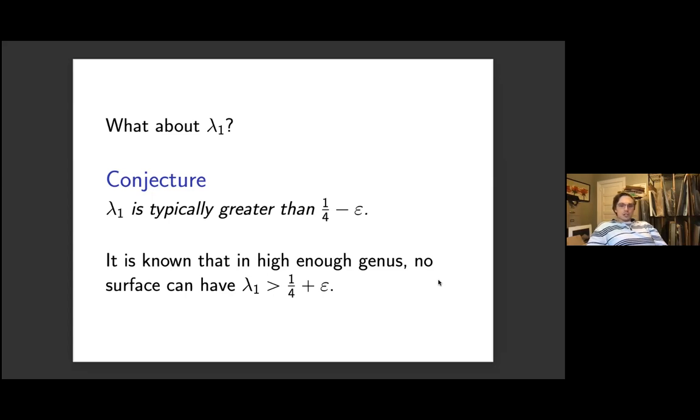So again, you could say this conjecture as saying, typically lambda1 is as big as possible. Typically, Brownian motion mixes as fast as possible. Typically, the surface is as hard as possible to cut into.